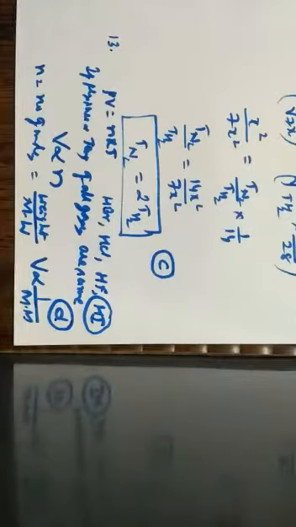Next one, question number 14. According to question number 14, it has been given: which of the following gases has the highest value of RMS velocity at 298 Kelvin? So they are asking for the highest value of RMS velocity. That is question number 14.